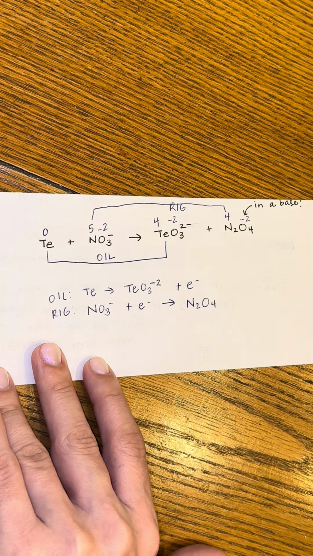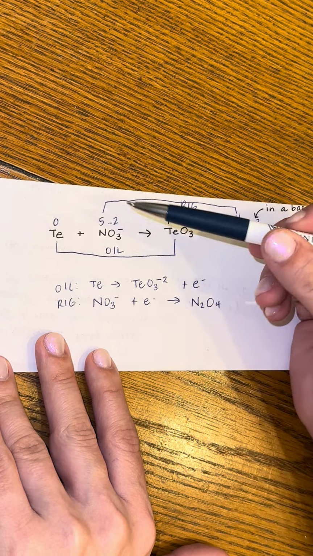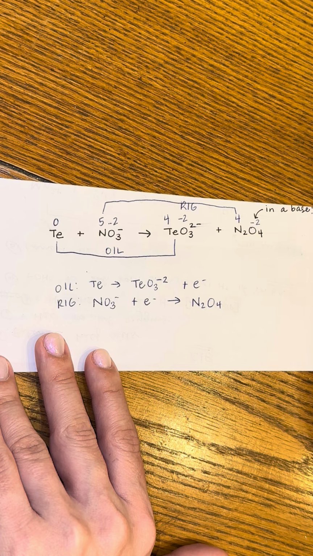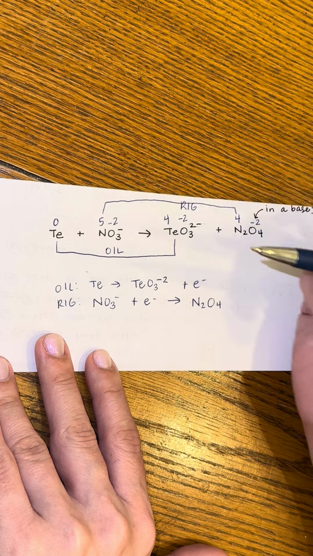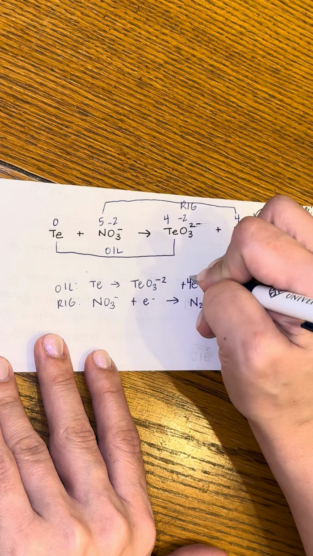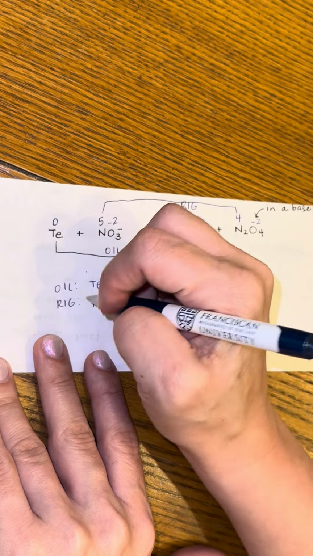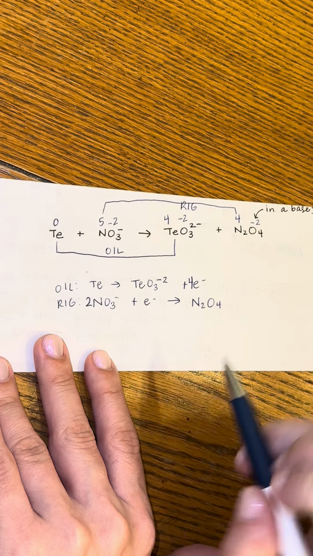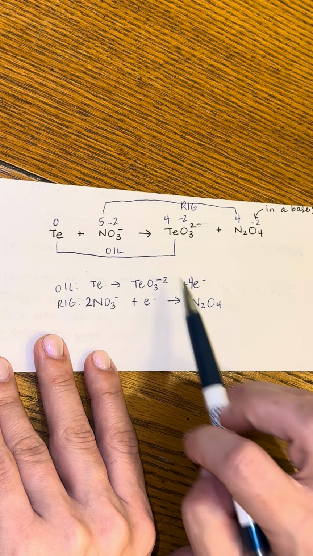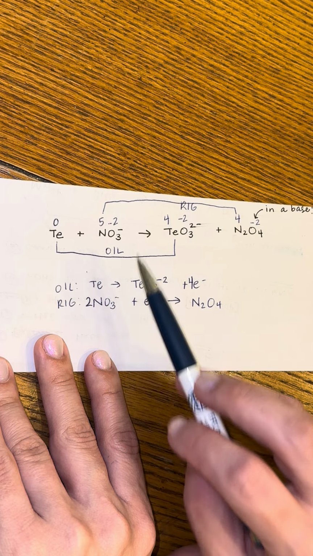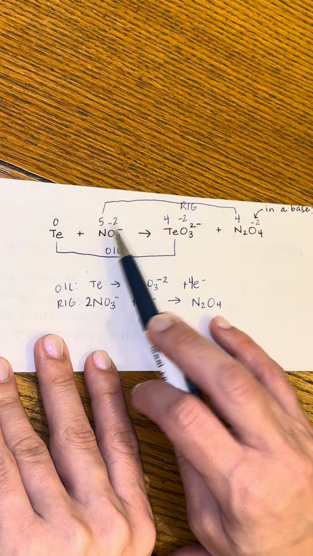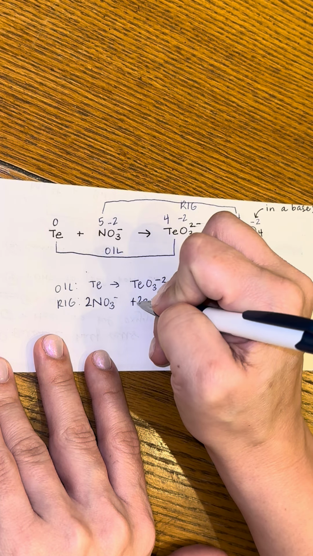Okay, so looking at Te first, I'm asking myself, are they balanced? 1 and 1, yep. So for it to go from 0 to 4, it must have lost 4 electrons. For nitrogen, I have 1 over here and 2 over here, so first I'm gonna balance them. And now when I think about their electrons, it went from 5 to 4, so that's gaining 1 electron, but it did it twice because there's 2 of them. So 1 went from 5 to 4, and so did the other, so this should be a 2.